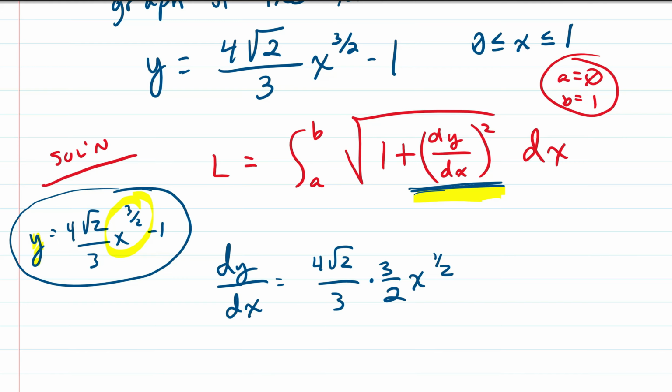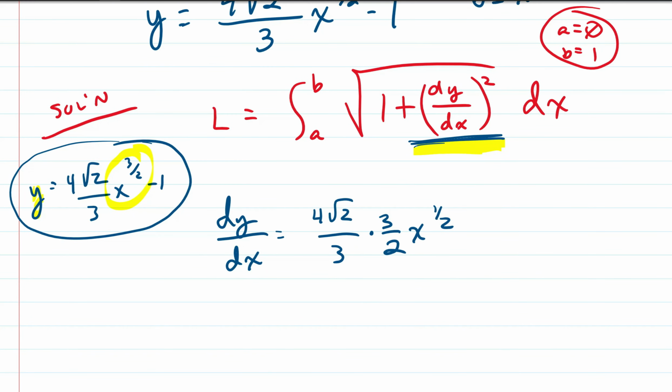Okay, and then we can just clean this up a little bit. Looks like the 3's will cancel out. 2 goes into itself once and into 4 two times. So that leaves us with 2 square root of 2 x to the 1/2 power.